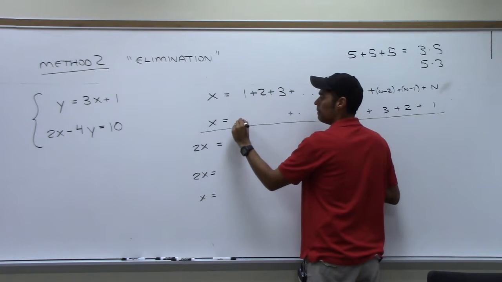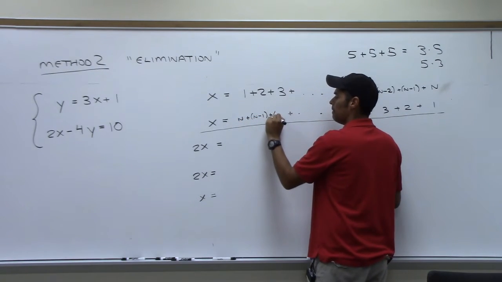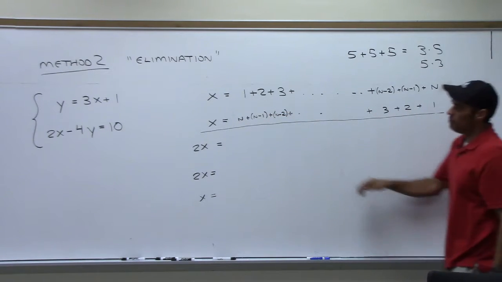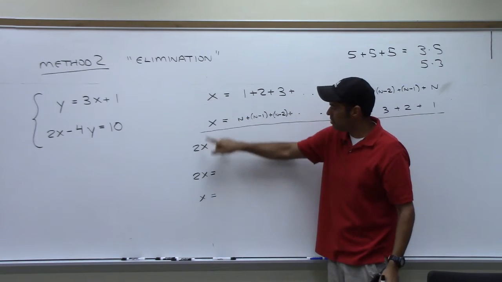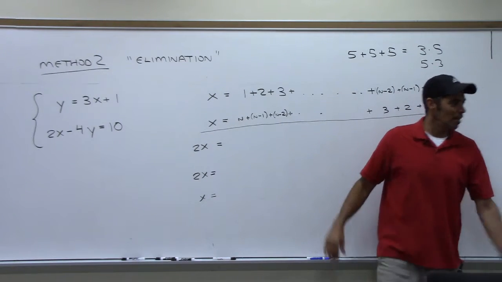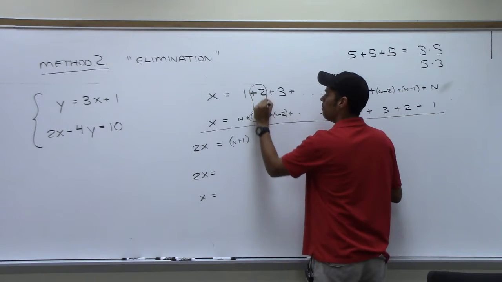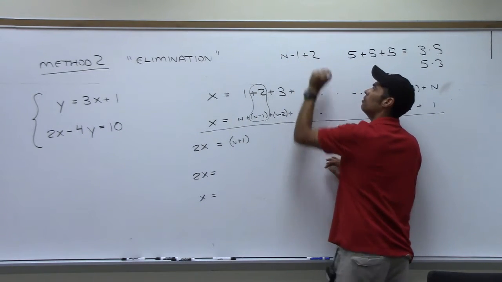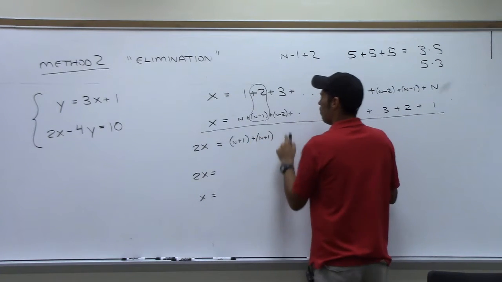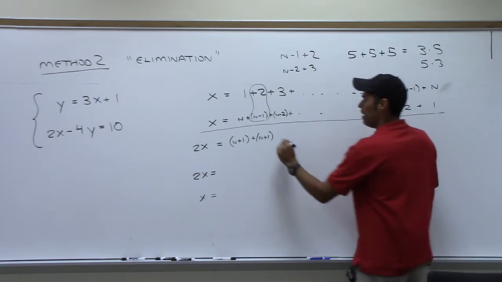Now rewrite it backwards. What's the first one here? N. What's the one right next to it? N minus 1. What's the one next to that? N minus 2, and it goes all the way down, 3, 2, 1. Yes? Now, when you add these two rows together, this gets 2x, right? What's n plus 1? N plus 1, right? What's n minus 1 plus 2? N plus 1 again. What's n minus 2 plus 3? N plus 1 again. Do y'all see this?